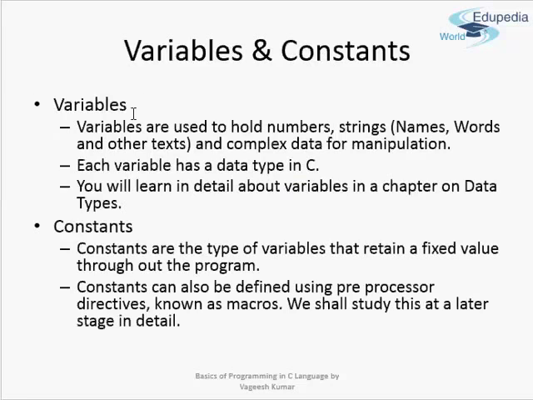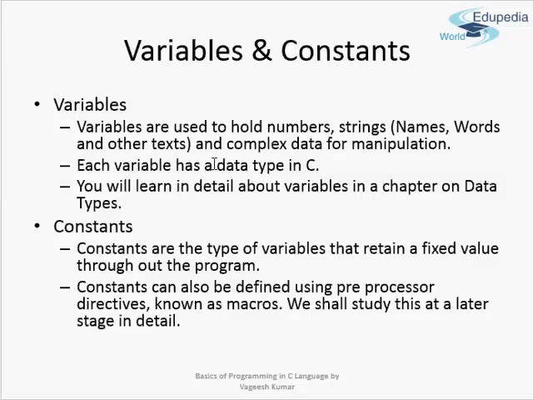Now variables and constants. Variables are used to hold numbers, strings (strings means names, words, or other texts), and other complex data for manipulation. Whatever data you have to use in your program, you have to store it into a certain variable. Each variable has a data type in C. You will also study about data types and variables in a separate chapter, but for the time being, understand that each variable has a data type. The data type tells the compiler what kind of value will be held by that variable.